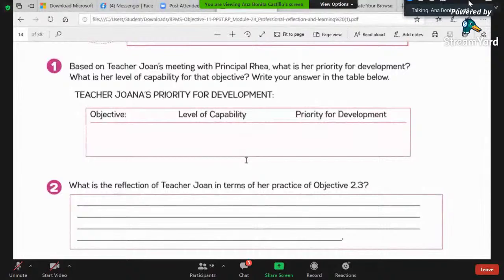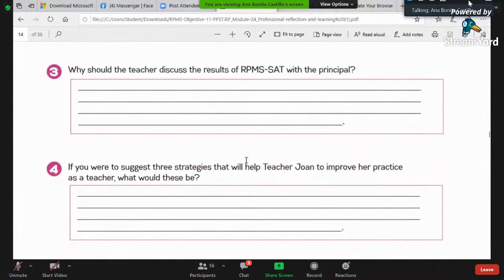Number 2, what is the reflection of Teacher Joanne in terms of her practice of Objective 2.3? Number 3, should the teacher discuss the results of the RPMS SAT with the principal? Okay, bakit pinag-uusapan yun? Para meron tayong mga improvement. Meron tayong mga panibagong ano natin sa ating mga pagtuturo.